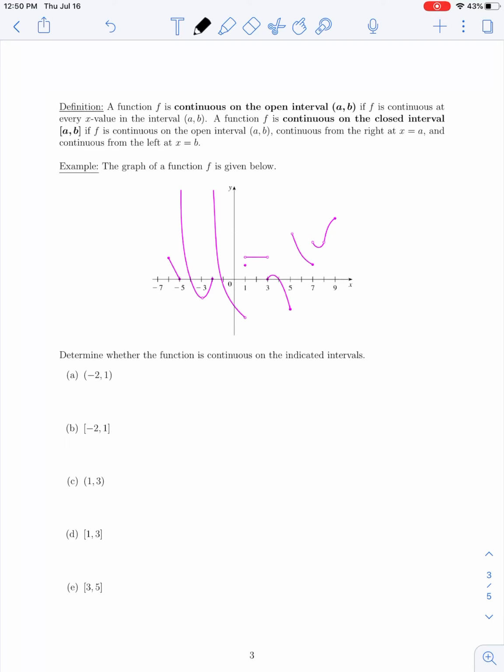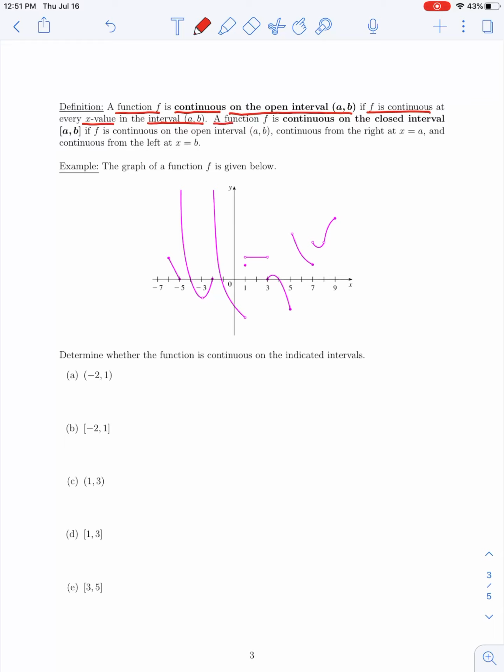Now we can extend the concept of continuity a little bit further. So we've been considering continuity at a point, or continuous from the left or from the right at a single point. So we can now define what it means for a function to be continuous over an interval. So we would say that a function f is continuous on the open interval from a to b if the function f is continuous at every x value within that interval from a to b. So it's continuous on an open interval if it's continuous at every point that lies within that interval.